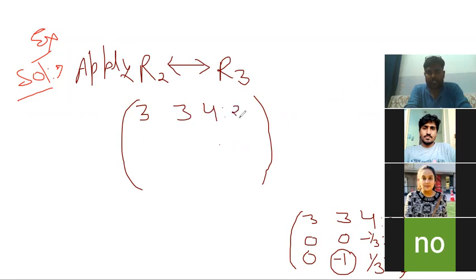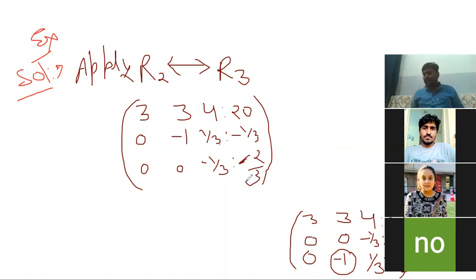So we write down the same thing. Now R3 becomes R2, so 0, -1, 1/3 and -1/3, and here 0, 0, -1/3 and -2/3, it is -2. You see that our targets are complete, and now we are able to find the values of x and y.